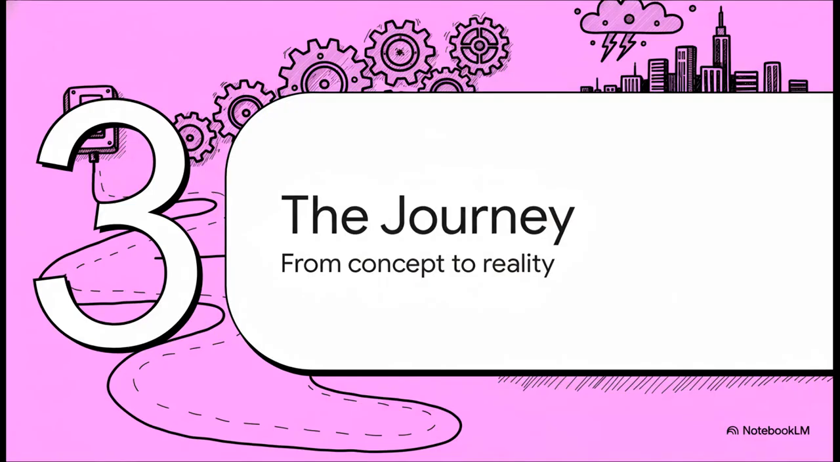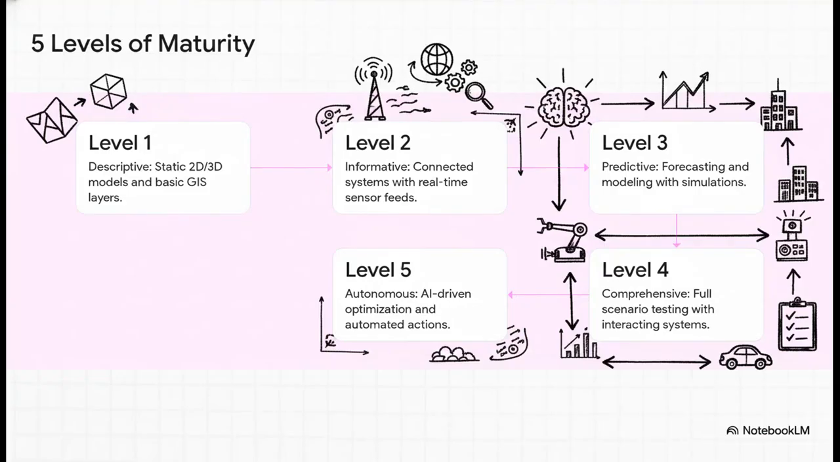So how does an organization actually go about building one of these? I mean, it's not like you can just flip a switch. It's definitely an evolutionary journey. And this slide shows you that journey. Think of it like leveling up. You start at level 1 with a descriptive twin, basically your foundational 3D models. Then you connect real-time data to make it informative.